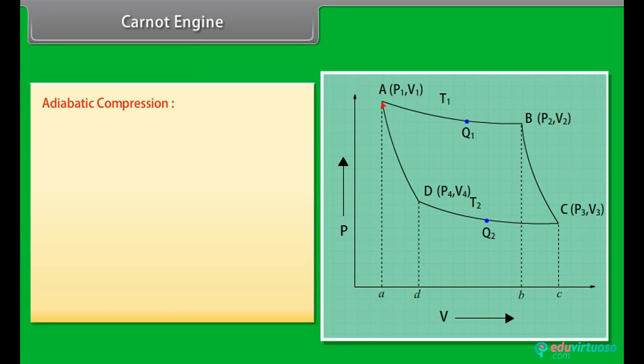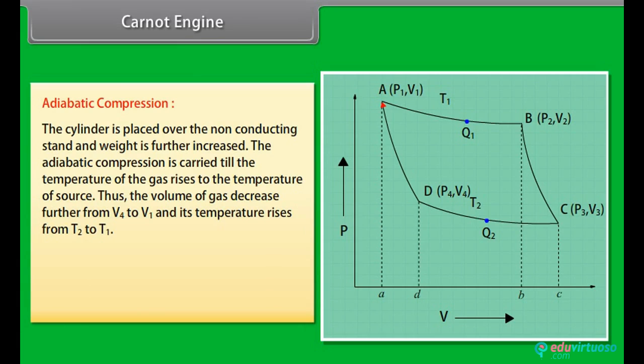Adiabatic compression. The cylinder is placed over the non-conducting stand and weight is further increased. The adiabatic compression is carried on till the temperature of the gas rises to the temperature of the source. Thus, the volume of the gas decreases further from V4 to V1 and its temperature rises from T2 to T1. In a Carnot cycle, efficiency is given by Q1/Q2 = T1/T2.